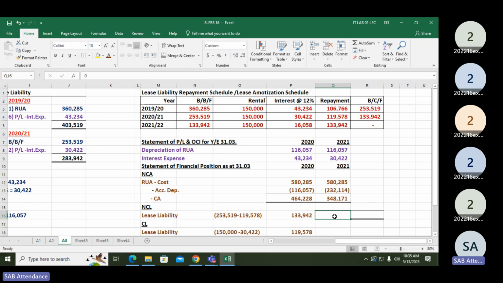By the second year, the lease period is 3 years, so there is no non-current part. The entire 133 becomes current. There is nothing to calculate because last year's non-current liability becomes current. That is the total outstanding. At the end of the second year we have 133 that is going to be settled next year.